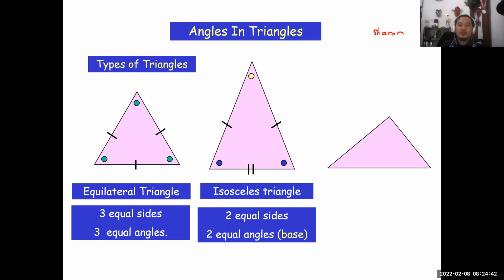Let's go back to the name of this triangle again. The one in the middle, we call it the isosceles triangle. It is a triangle which has 2 equal sides, and therefore it also has 2 equal angles. The 2 equal angles are the base angles. If these 2 sides have the same length, it means that the angles here are going to be the same. For example, let's say this is 65 degrees. This is going to be also 65 degrees.